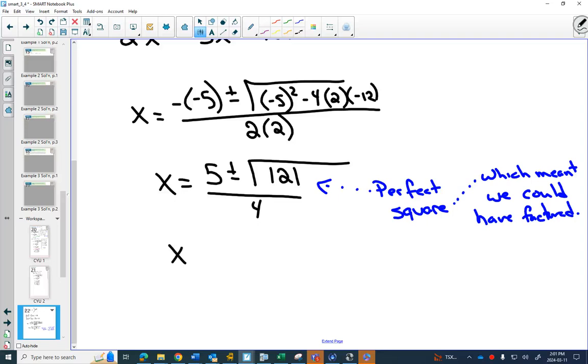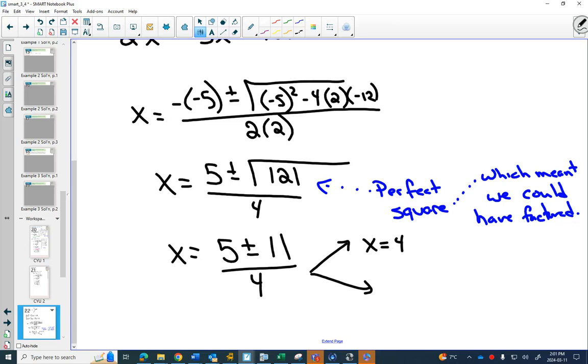So we're going to get x is equal to 5 plus or minus, that's 11, over 4. Well, that'll give you 2 answers. If you do the plus, you'll get 5 plus 11, 16. 16 divided by 4, then x is 4. If you did the minus, 5 minus 11 is negative 6. Negative 6 divided by 4 is negative 6 over 4, which reduces to negative 3 over 2.